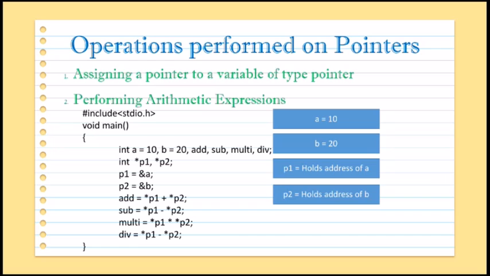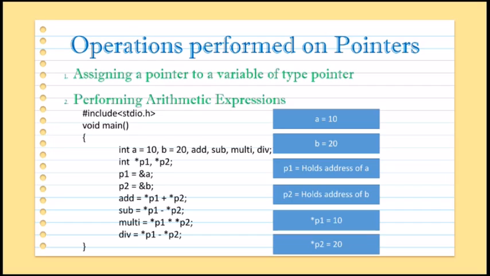So p1 gives the address, whereas *p1 gives the value stored on that address. So on that address, the value which is stored is 10. So similarly, *p2 gives the value stored on that address. So on that address, the value which is stored is 20. So now 10 will be added to 20 and the result will be saved in variable add. Similarly, we can perform the remaining operations, that is subtraction, multiplication and division.